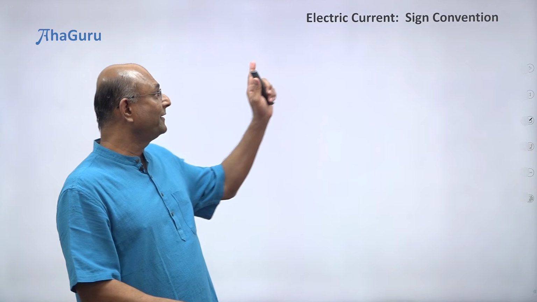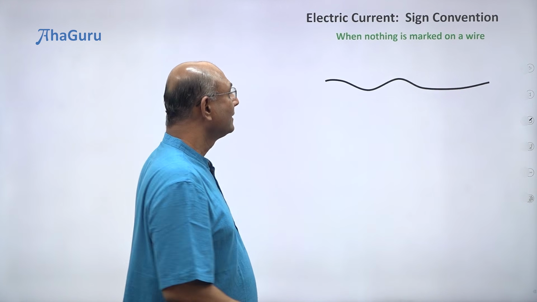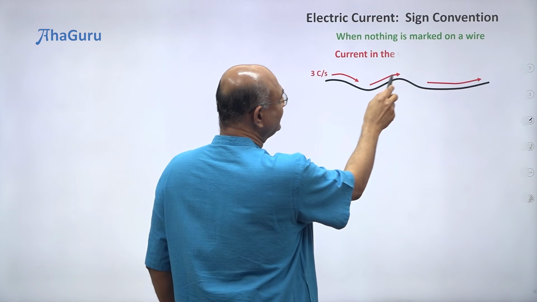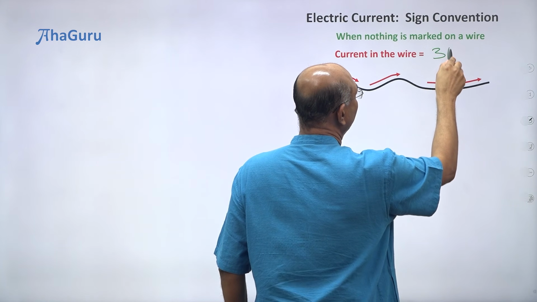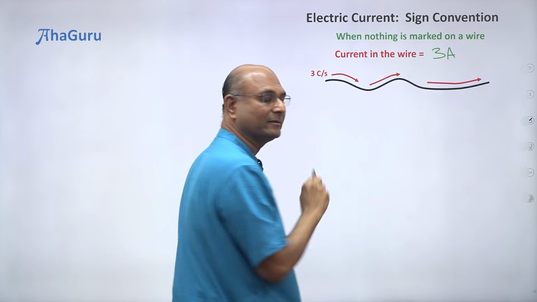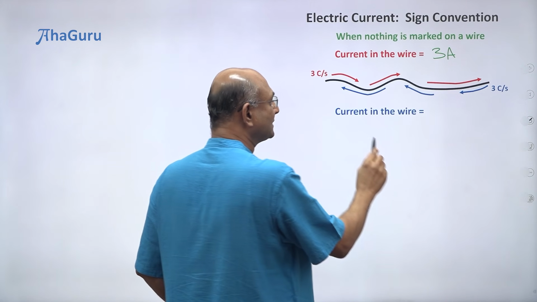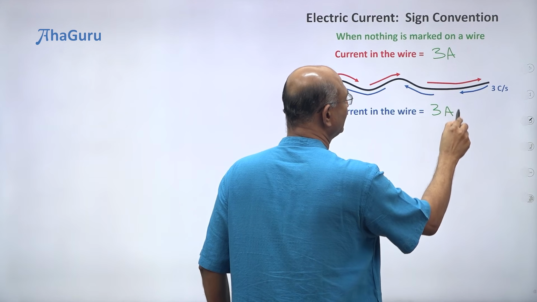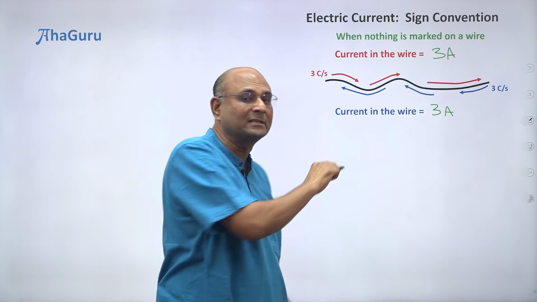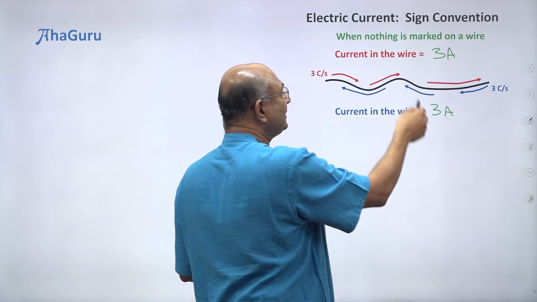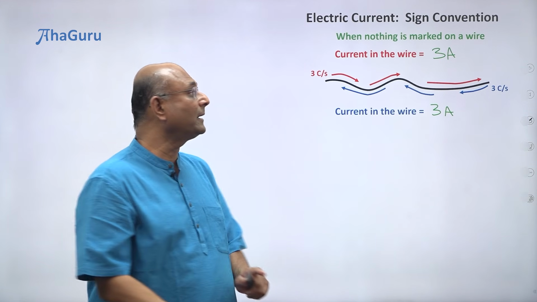Let us now learn about a very important sign convention. When you have a wire with nothing marked on it, then if there is charge flow in this direction, we can say there is a current of 3 amperes flowing in this direction, right? But if there is a charge flow in the opposite direction, we would still say there is a current of 3 amperes, but it is flowing in this direction. So either way, we will say the current in the wire is 3 amperes. Usually we just talk about the magnitude of the current.